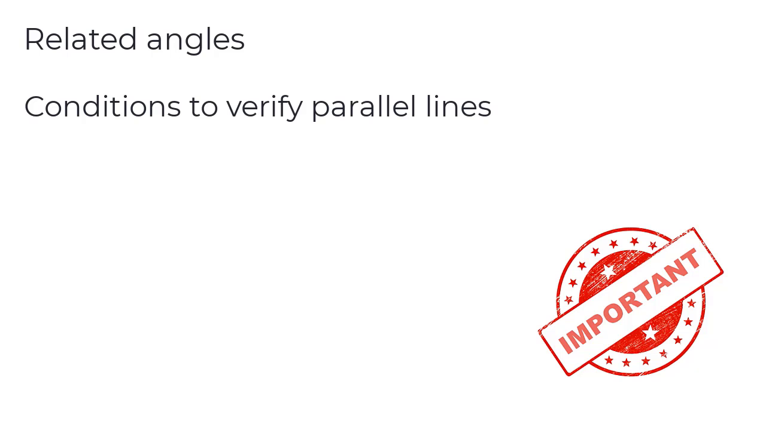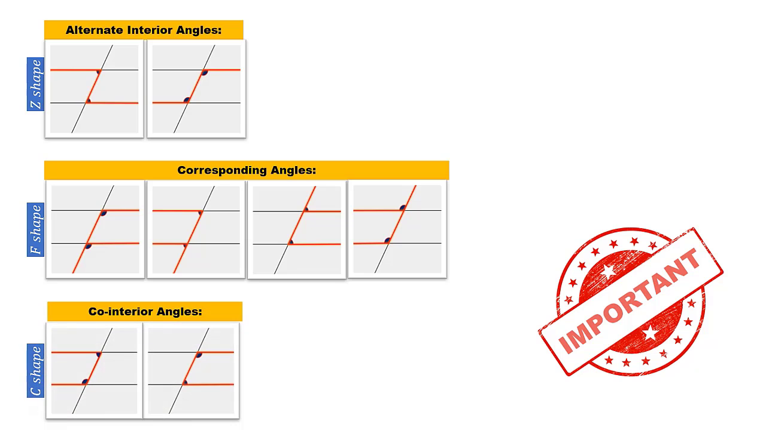I request you to pay attention very seriously as this topic is very important for your future classes also. In this topic, we will be studying all the related angles of parallel lines. You can say we will be checking conditions to verify for two lines to be parallel, as well as many questions can be solved on the basis of this topic. In a nutshell, we will be studying here alternate interior angles, corresponding angles and co-interior angles and many more. These are the angles formed by a transversal.